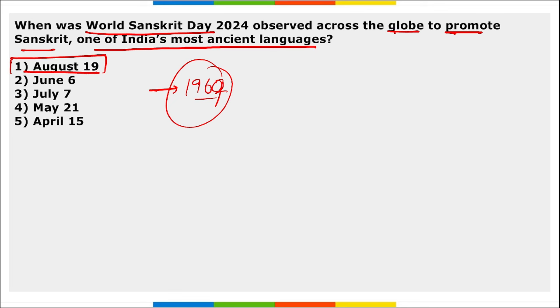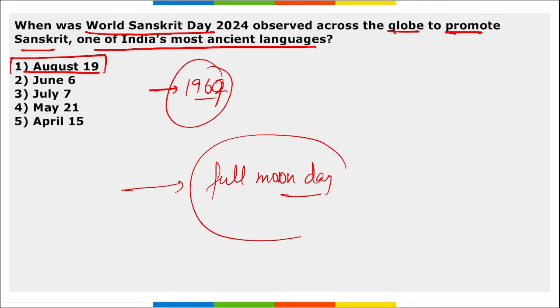on 9th of August. Why so? Because World Sanskrit Day is observed on the full moon day according to the Hindu calendar, right? This is also known as Sanskrit Divas or Sanskrit Day or International Sanskrit Day or World Sanskrit Day.